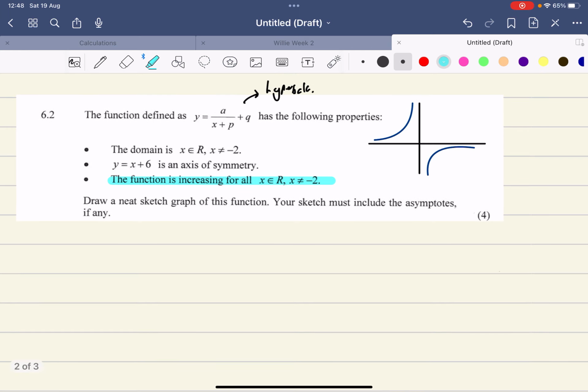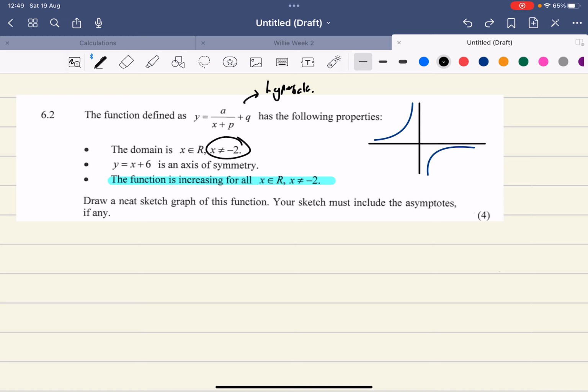In addition, we also know that it's going to be a shifted hyperbola. We know it's going to be a shifted hyperbola because it's not defined at x is equal to -2. So the asymptote's not going to be centered around 0 like in this generic sketch here. It's going to be centered around x is equal to -2.